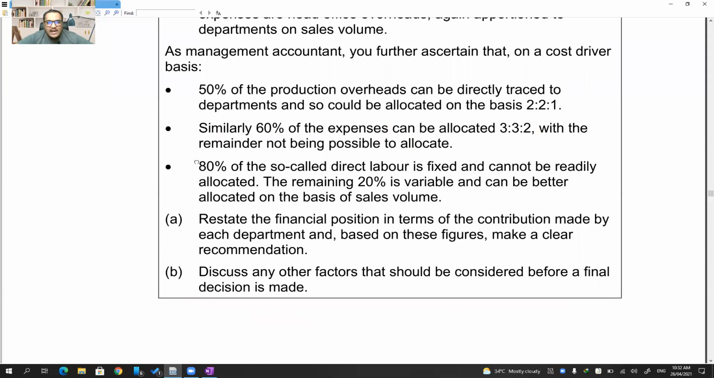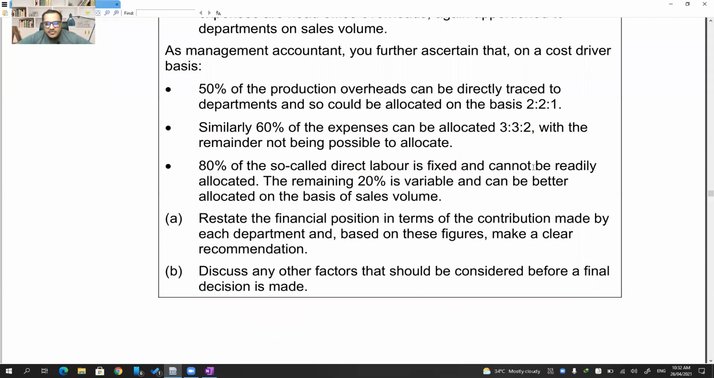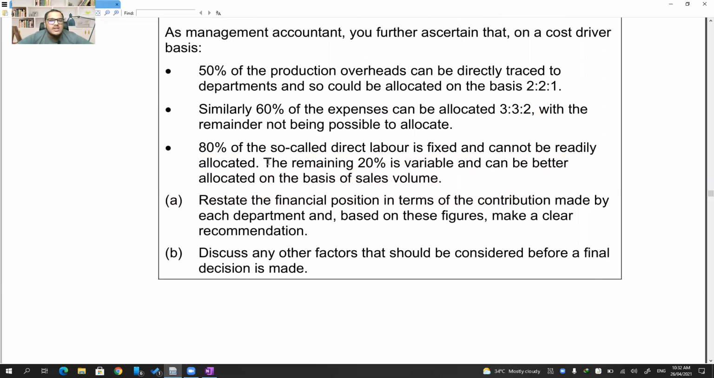80% of the so-called direct labor is fixed and cannot be readily allocated. The remaining 20% is variable and can be better allocated on the basis of the sales volume. So they're just telling you what are the total costs, out of them what is fixed and what is variable, what can be changed and what cannot be changed.